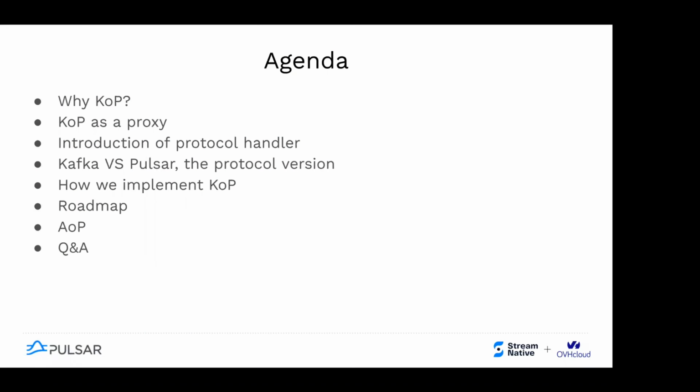We will go briefly into how OVHcloud started KoP, and then we will talk about the protocol handler. We will speak about the difference between Kafka and Pulsar, and then how we implemented KoP. Then a bit of roadmap. AOP is another project that CJ will talk about, and then we will answer questions.